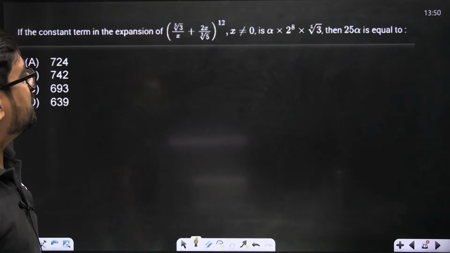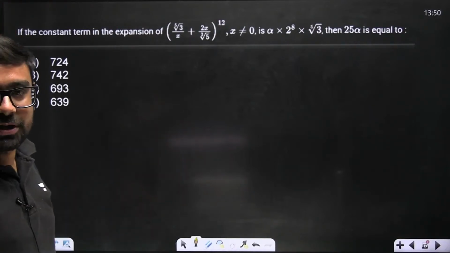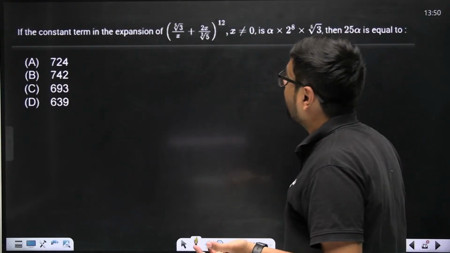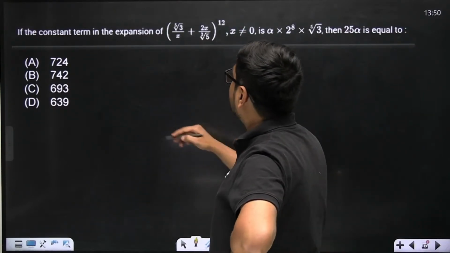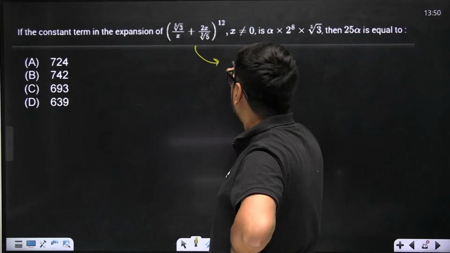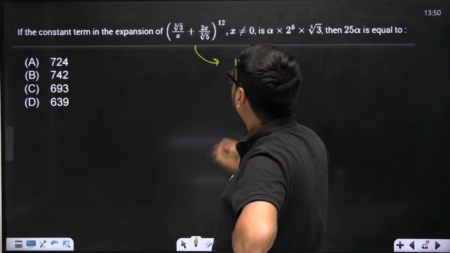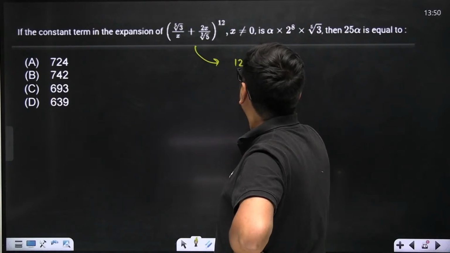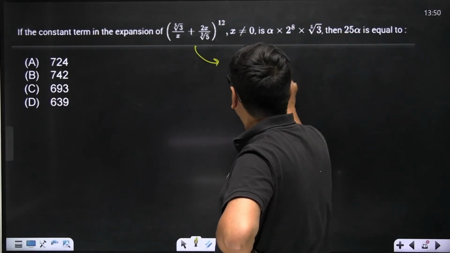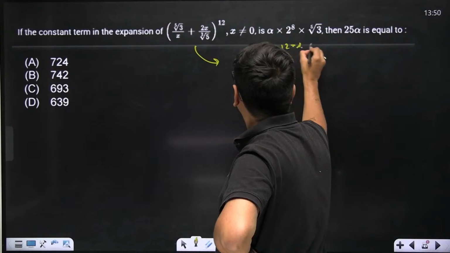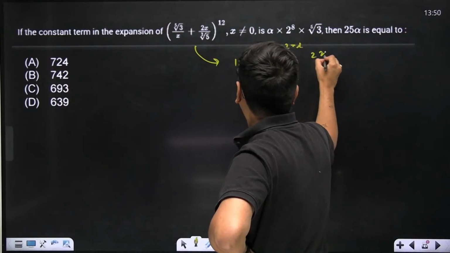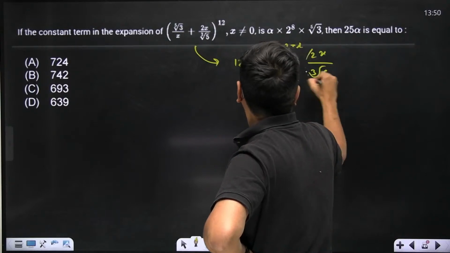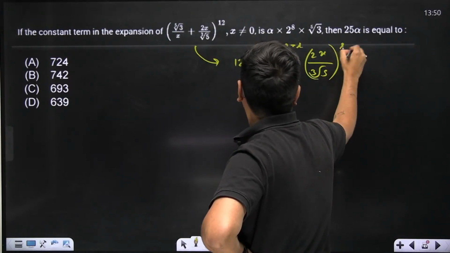Constant term in the expansion of. So for the constant term, whatever the power of x is, make it equal to 0. That will be the constant term, right? So write the general term. The general term from this will be 12Cr, (3 to the power 1/5) to the power of (12 minus r), multiplied with (2x divided by the cube root of 5) to the power of r.